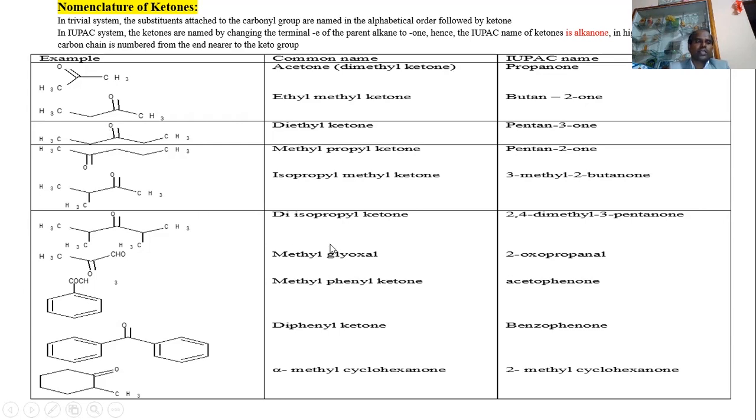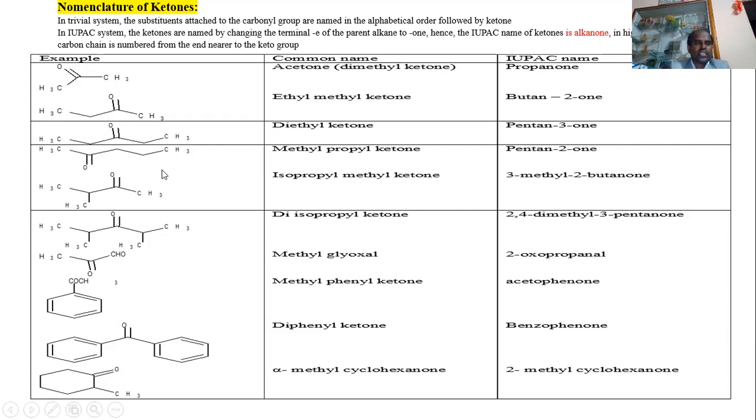Let's assign IUPAC now. IUPAC means we have to select how many carbons, means parent chain. So that is 1, 2, 3, 4, 5. 5 carbon containing one is the parent chain. And so we can assign number from this side or this side because it is a symmetrical ketone. So now at the third position, ketonic functional group is there. So since it contains pentane, pentan-3-one is the IUPAC name.